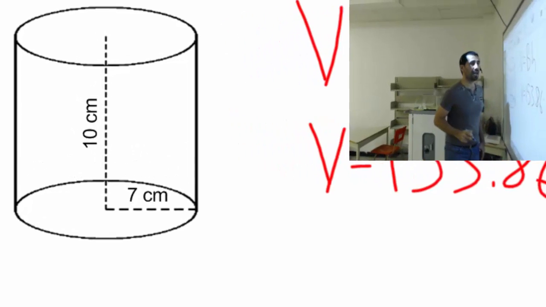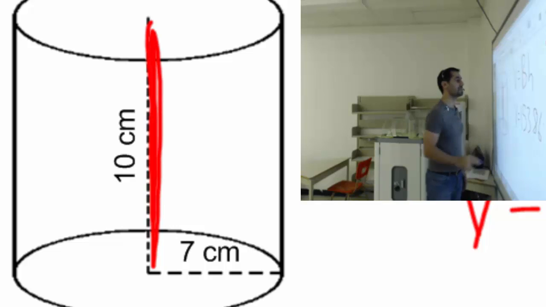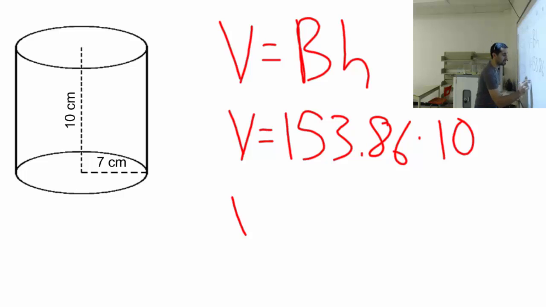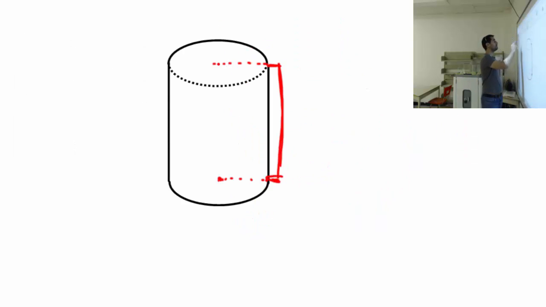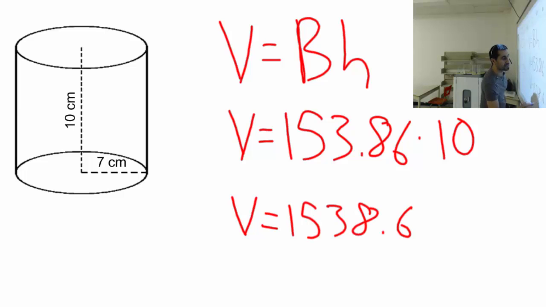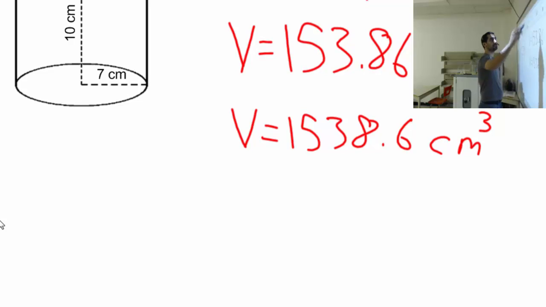153.86 times h, the height, that's given to us, which is 10. And to do this multiplication, I am not going to even bother using a calculator. The decimal will just move one digit to the right. So that would be 1538.6 centimeter cube. That's when you know I'm talking about the volume here. So that was the volume, and now let's go ahead and calculate the surface area.